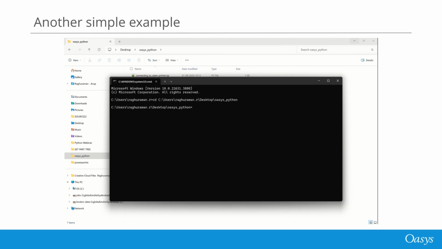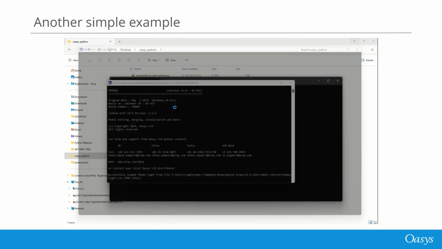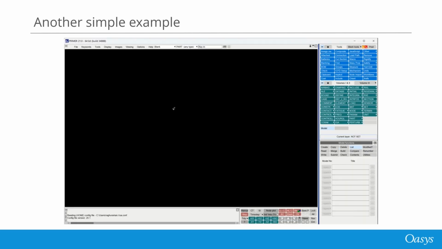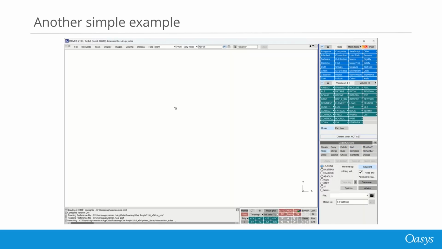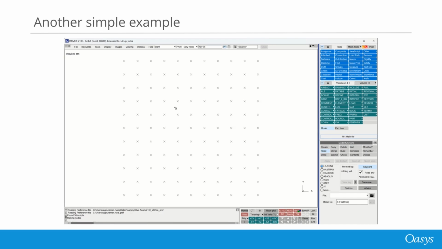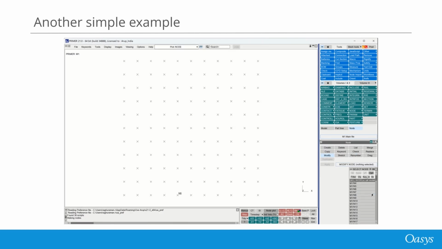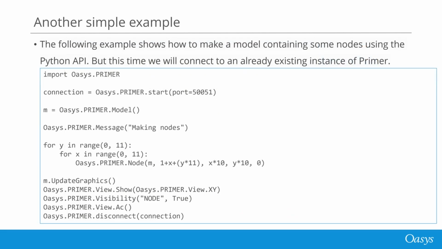A new instance of Primer gets started and the nodes are created. This script does the same thing as the previous one. The only difference is that we connect to an already existing instance of Primer. We do that by mentioning the port number as the argument for the function oasys.primer.start on the second line.